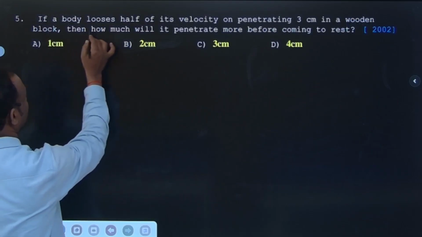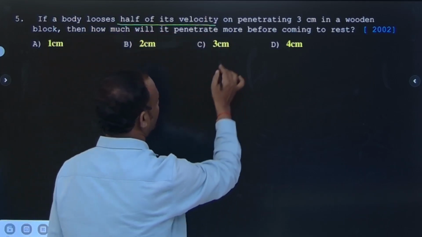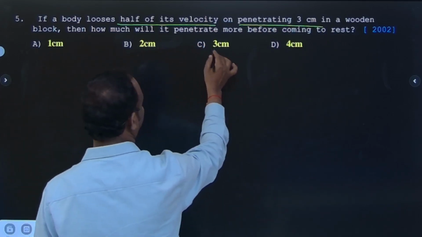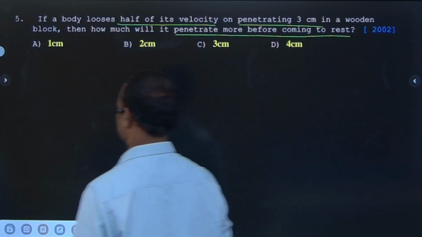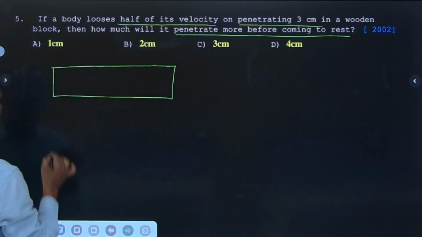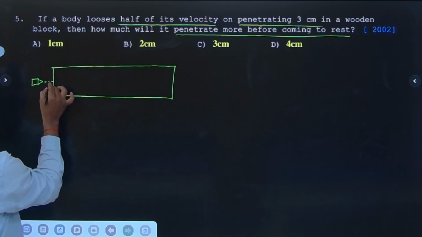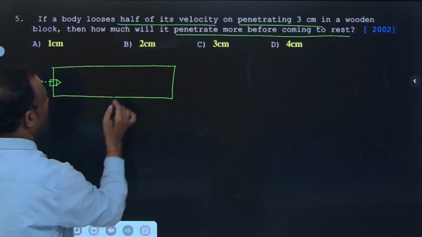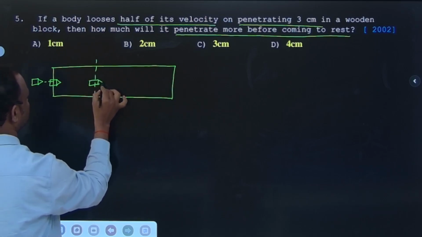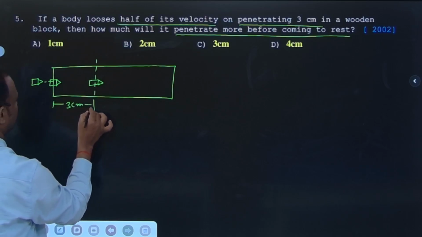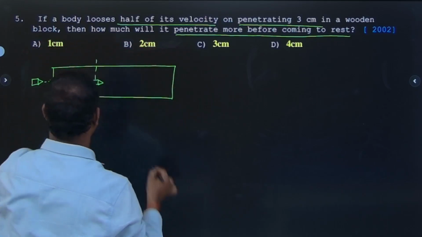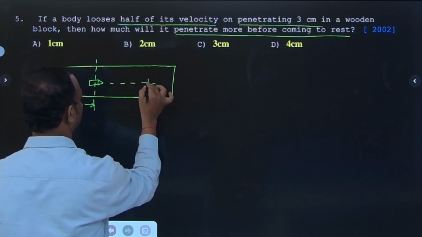If a body loses half of its velocity on penetrating 3 centimeter in a wooden block, how much more will it penetrate before coming to rest? Take this as the wooden plank, and a bullet is fired into it. It travels 3 centimeter in the wooden block, and then comes to rest after some further distance.